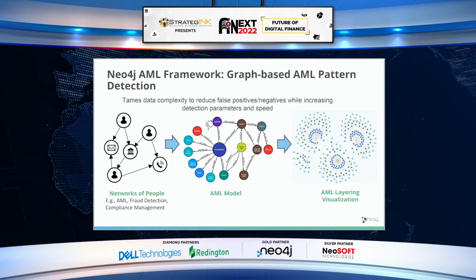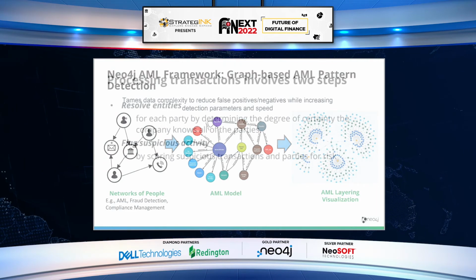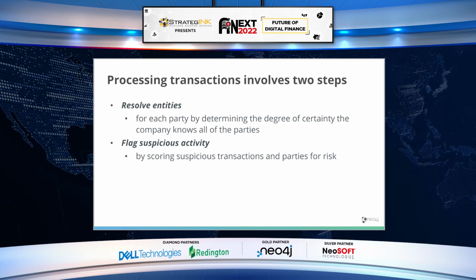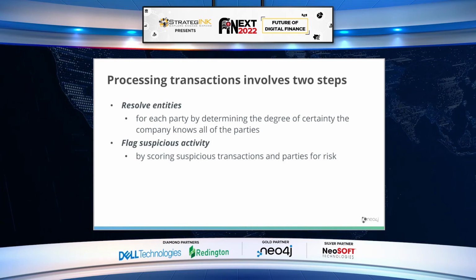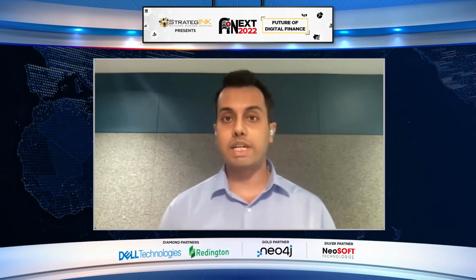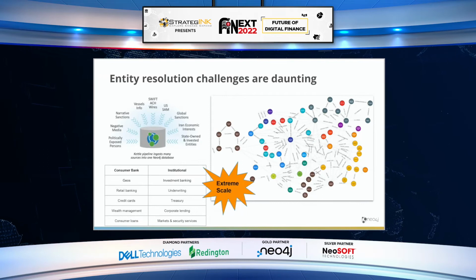Processing transactions for AML involves usually two steps. First is let's resolve the identity and then flag the suspicious activities. And then that goes to a team that reviews all the flagged activities. Most AML processes today involve a high degree of false positives and negatives, which means a lot of account opening, a lot of business transactions take anywhere between 5 to 10 days to just identify any possible leak.